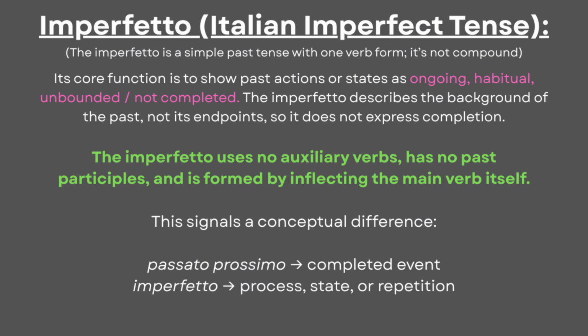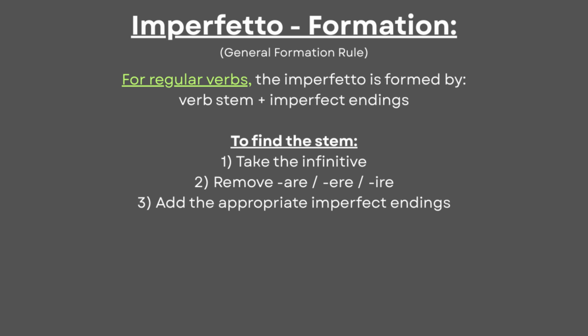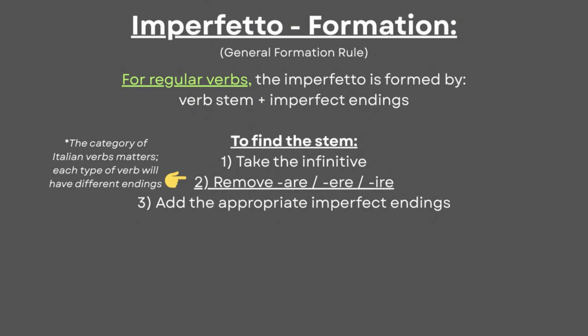Still, the imperfetto will have some irregularities, but in the beginning we can show the general pattern for regular verbs. To form verbs in this tense, we take infinitives, remove their endings, and add new endings. In this case, the category of Italian verbs matters, because each type of verb will have different endings, and we'll see every single one.